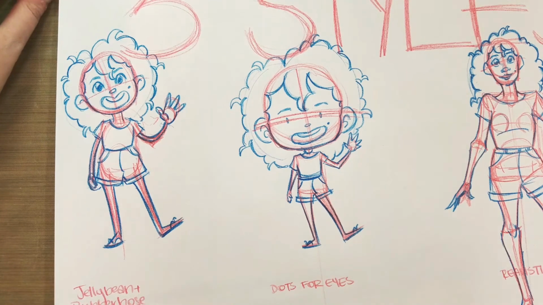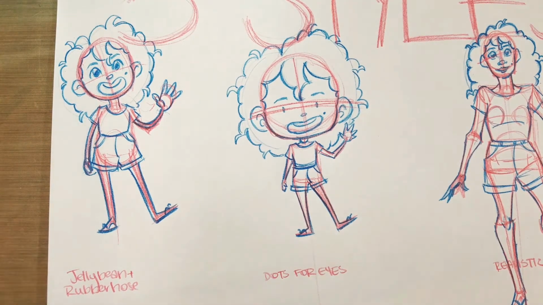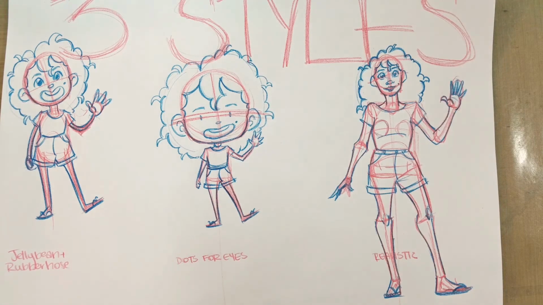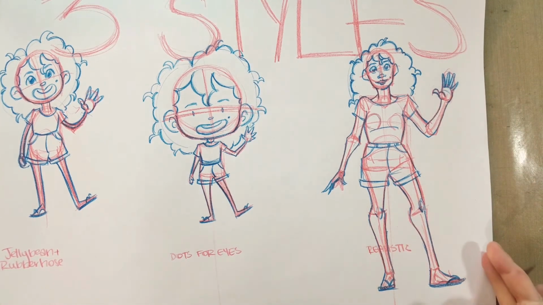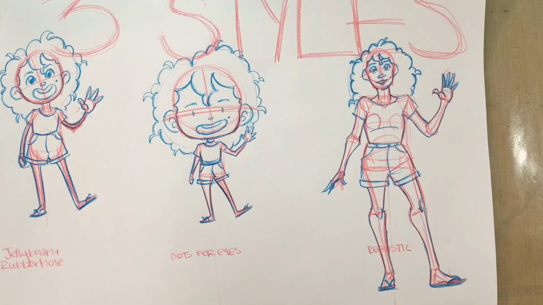Okay, so that is Naomi in the jelly bean and rubber hose style. So together we've drawn Naomi in three very different styles. We've done a semi-realistic style, which is kind of my house style for my comic 7-inch Kara. We've done a dots for eyes style, which is the style I use for Little Louisiana Cookbook. And we did a jelly bean and rubber hose style, which is new to me.